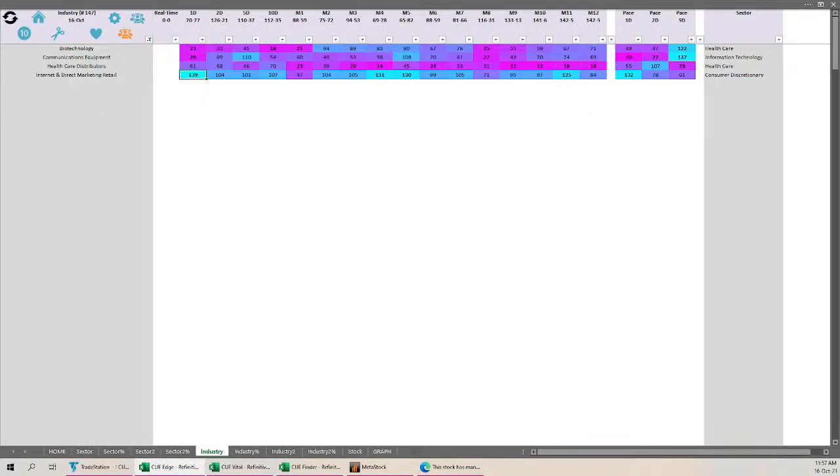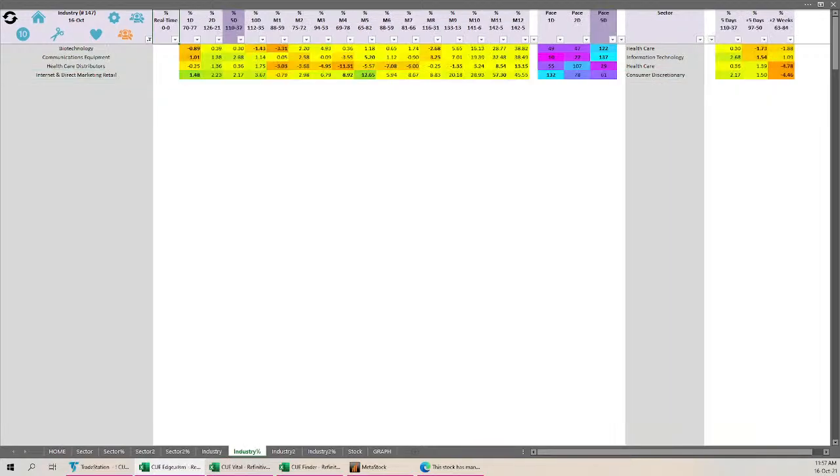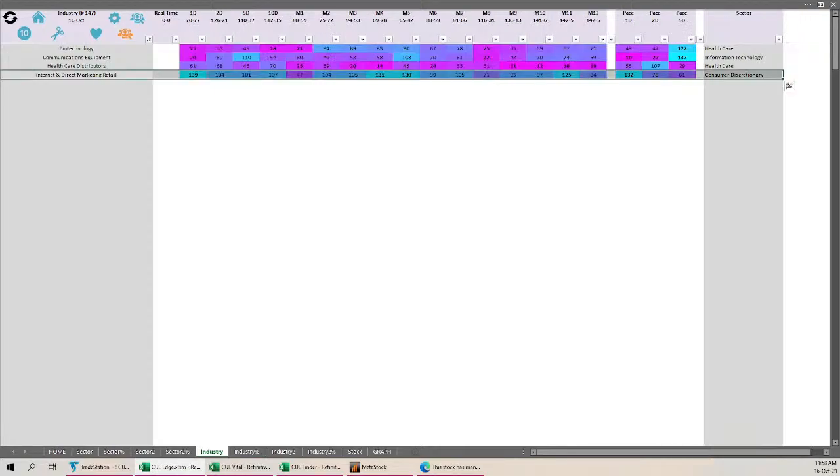I would avoid shorting the last industry, internet and direct marketing retail. That's looking very bullish in relative score. Let's look at the actual percentage move. Yes, the actual percentage move on Friday is also bullish. It's bullish for some days. So I will not like to short a stock in internet and direct marketing retail.